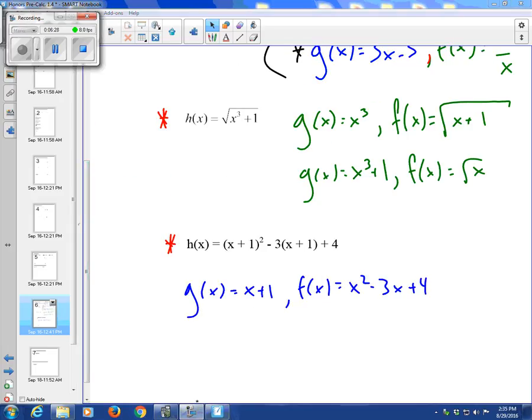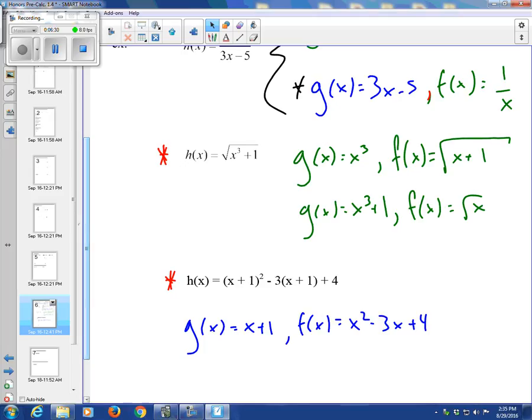All right, guys, so looking at these, for the first example we had you guys try, there are 3 operations happening to x. It's being raised to the 3rd power first, and it's having 1 added to it, and then finally the square root is being applied to that number.